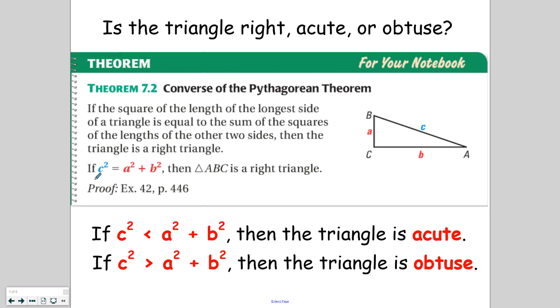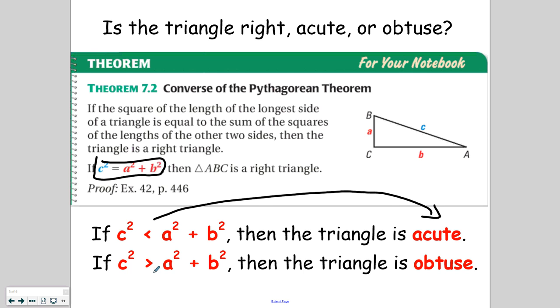But let's say it doesn't equal a squared plus b squared. We could still use that to determine whether it's acute or obtuse. And the reason why we set it up as c squared equals a squared plus b squared is because then this is going to make a little bit more sense. If c squared is less than a squared plus b squared, then the triangle is acute. That means if the hypotenuse squared is less than the sum of the squares of the legs, then it's acute. So if we set it up like this, less than corresponds to acute.